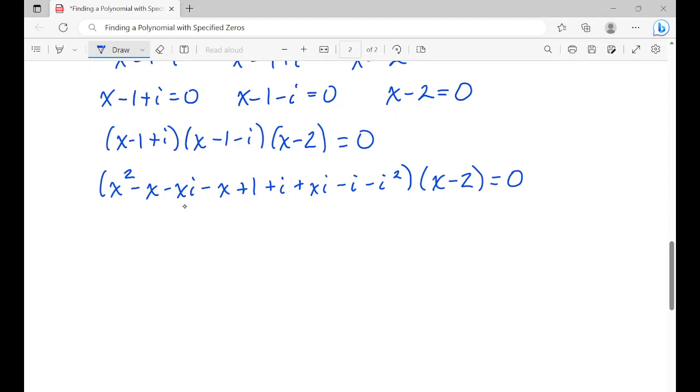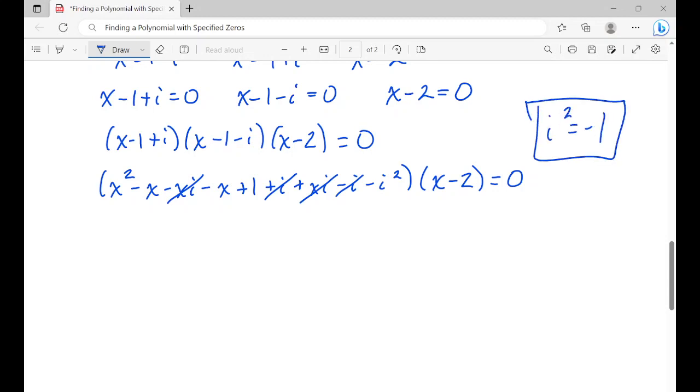Now, it doesn't look much nicer, but this is where the nice part comes in. Any term that has an i should cancel or change forms. So I have negative xi and positive xi. Cancels. I have a positive i and a negative i. Cancels. And then I have an i squared. And we have to remember that i squared is equal to negative 1.